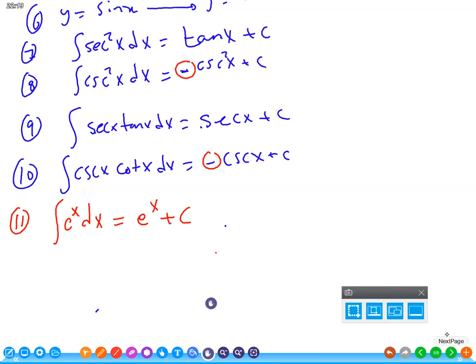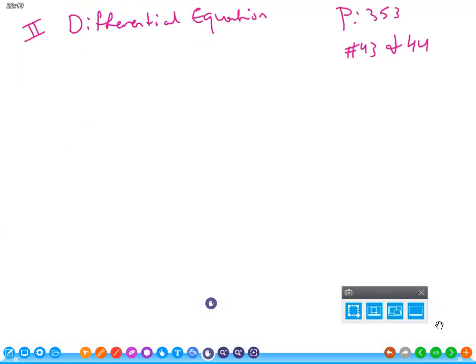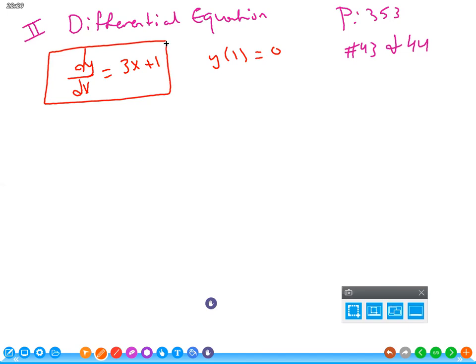This is the summary for the rules in section 5.5.2. We have here the second part, related, for example, to page 353. We have numbers 43, 44 about the differential equation. The first method on differential equations is called the separable equation. I have dy by dx equal 3x plus 1, and y of 1 equals 0. What is the name of this equation? Differential equation of order 1.